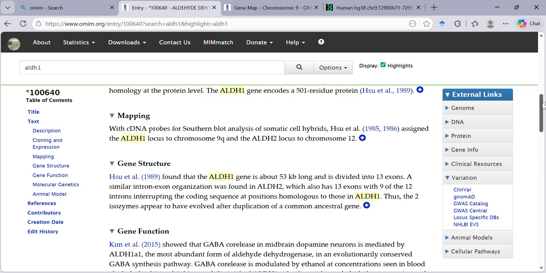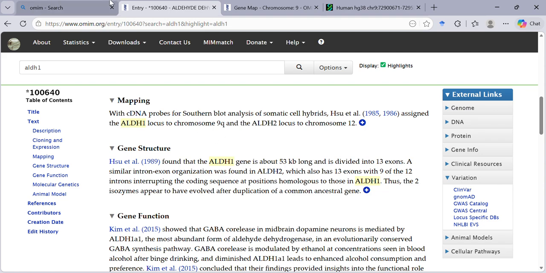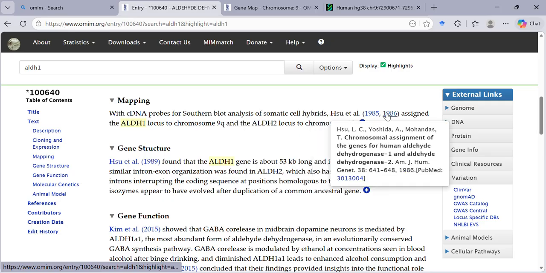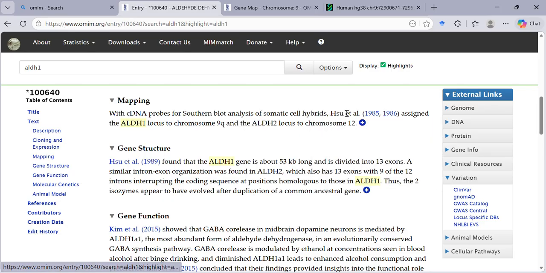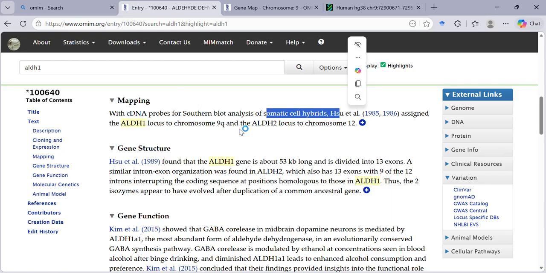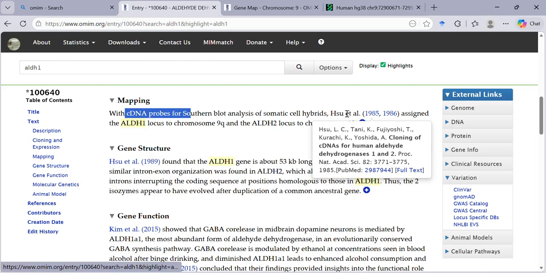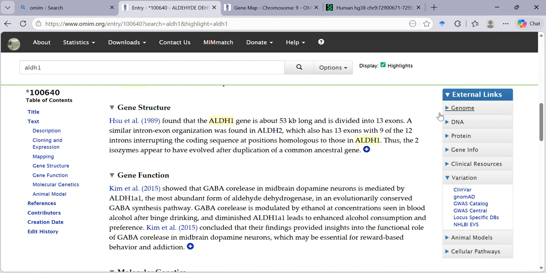For the genetics, mapping is important, like what is the gene and who worked on it. So you can see for this gene in 1985-86, these two research papers were published, by Su et al. They published it first. They mapped the cDNA probes by Southern blotting and somatic hybridization, and they actually made the cDNA for the first time. This is the author and their group.